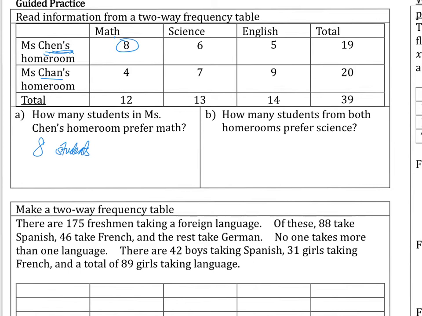Part B asks you how many students from both homerooms prefer science. So I'm going to look at the column science, and then I'm going to refer to the total because we want to get the sum of both homerooms. So that would be 13 students.